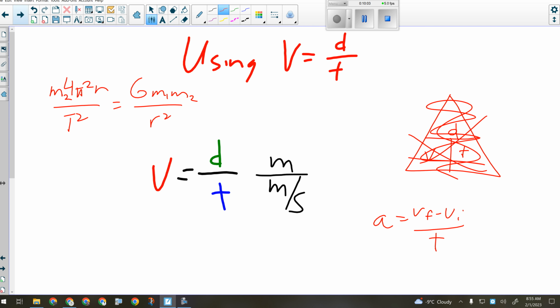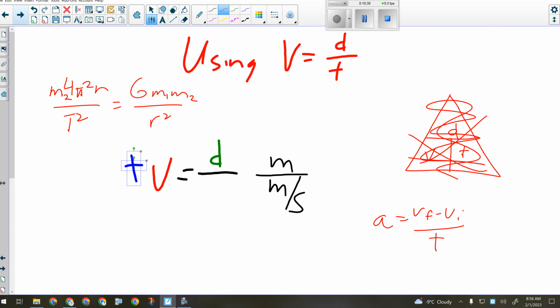So if we're using v equals d over t, if I want to solve for d, what do I do with t? Multiply. Because right now I'm dividing by it, right? So I just do this. Multiply both sides by it. Now I'm solving for d. What if I want to solve for t? Same thing, you're going to multiply and then you're going to divide both sides by v.